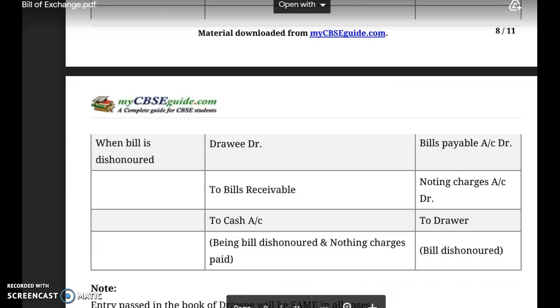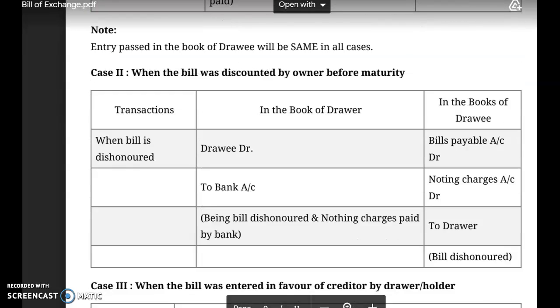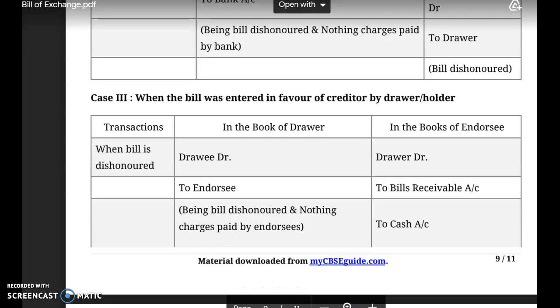That is bills payable account debit, noting charges account debit to drawer account. Same case. In the third case, when the bill has been endorsed or transferred in favor of the third party, that is creditor, again the entry will be in the books of drawer: drawee account debit to endorsee. Now who will get the bill notified? It is the third party creditor or endorsee to whom the drawer has endorsed the bill.